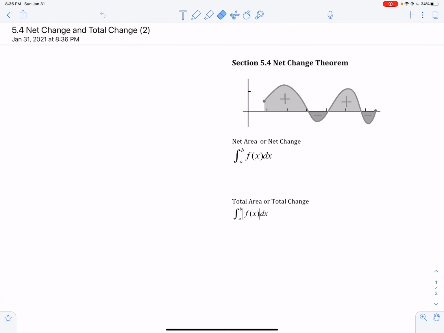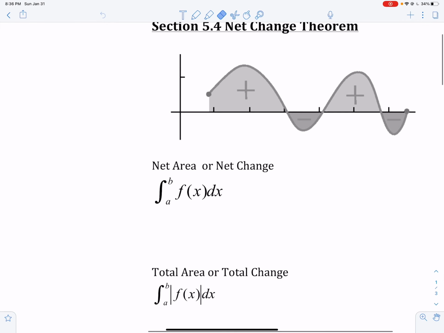Okay, so what we're going to cover today is the difference between net area or net change and total area, total change. Okay, and it's very intuitive. Net area means you add up all the areas, and if they're positive, they're positive, if they're negative, then you subtract. We've done this before, okay?